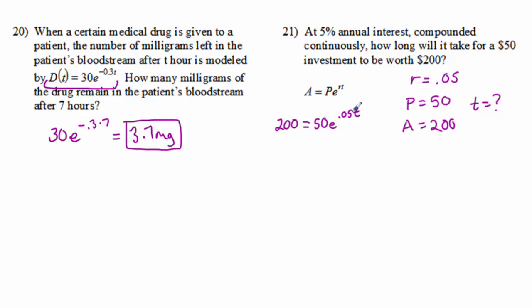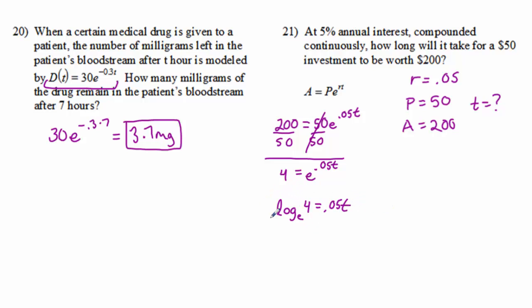And since we don't know t, that's going to stay a t. Or I guess you could put an x there if you wanted to. But to solve this, we would divide by 50. This is going to actually be similar to like 16 through 19, how we solved. 200 divided by 50 is 4. And then once we have this e by itself, we need to rewrite this in logarithmic form. It's in exponential form. So rewrite it as log base e of 4 equals 0.05t.